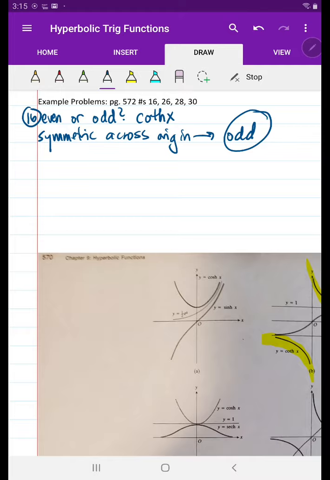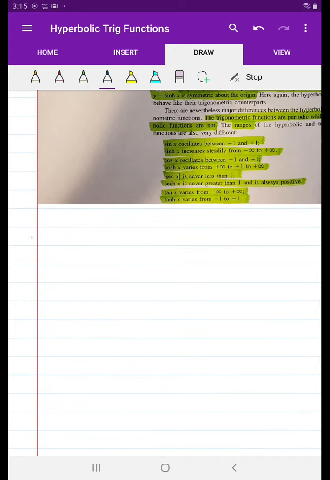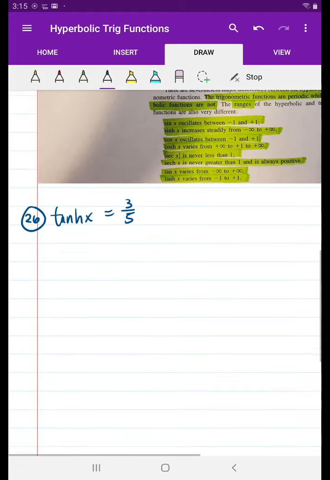So then I want to go ahead and do number 26. This is coming from page 572. For 26, you're given the problem tanh x equals 3/5, and you have to solve that for x, okay? Now, there are a bunch of different ways that you could do all of these. You might get the correct answer and do it a different way, and that's completely fine.